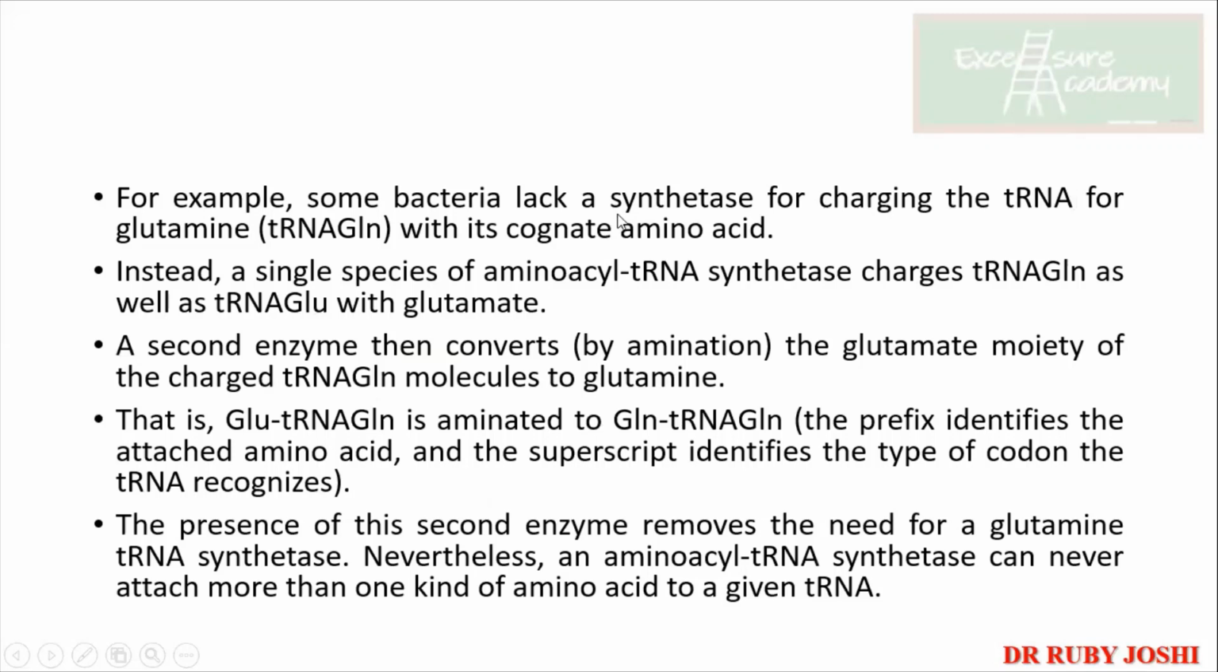For example, some bacteria lack a synthetase for charging tRNA for glutamine with its cognate amino acid. What do we mean by cognate amino acid? It means this tRNA should be charged with its glutamine, right? So that is its cognate amino acid. Instead, a single species of aminoacyl-tRNA synthetase charges this tRNA-Gln as well as tRNA-Glu. Now what is the difference between the two? If you see the structures of glutamate and glutamine, what is the difference? Can you tell me? I have always mentioned that you need to know the structures of the amino acids. Sometime, somewhere, it will be needed.